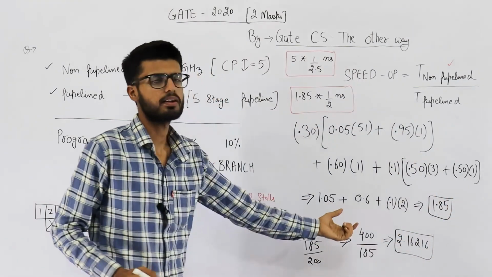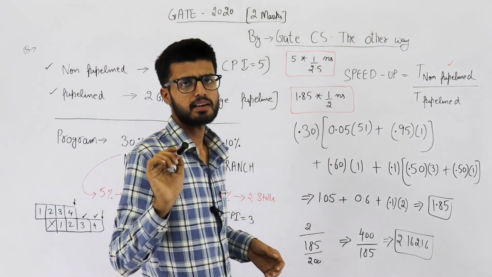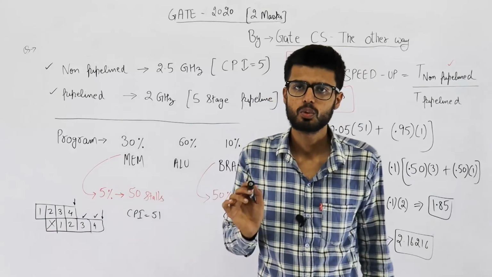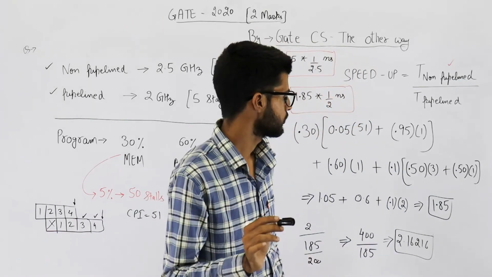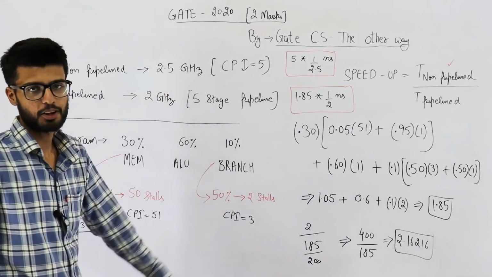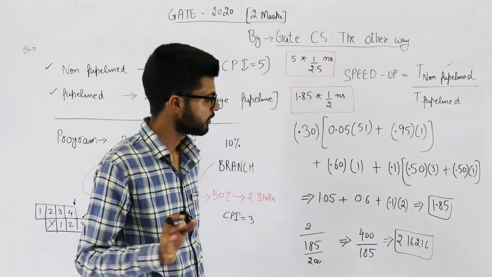Just take the two decimal places. Your answer is 2.16. In numerical answer type questions, I'm again repeating, please round off to two decimal places. Don't just write 2.1 in a hurry. Be careful. After solving the entire question, you will lose the entire marks. So be careful here.